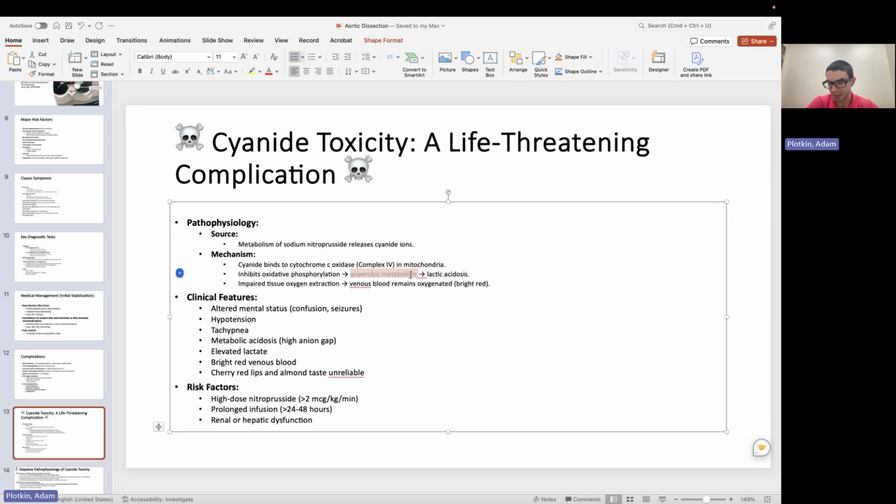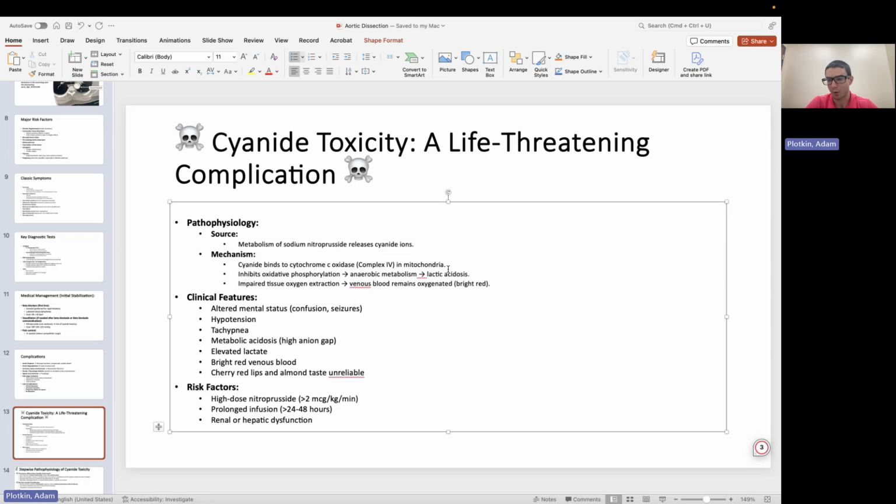It forces us into anaerobic metabolism, because remember, oxidative phosphorylation in the mitochondria is what helps us do aerobic metabolism, right? Make ATP. We don't do that. We have to rely on anaerobic metabolism. And by default, whenever we do anaerobic metabolism, we make lactic acid. So the patient will have lactic acidosis.